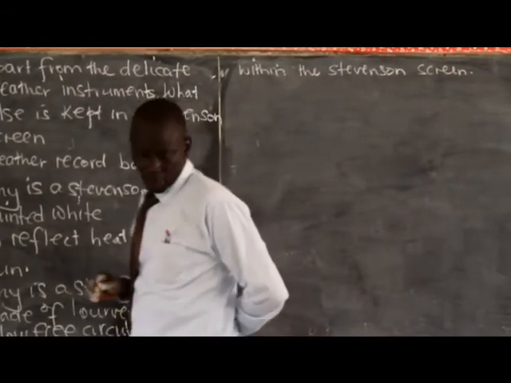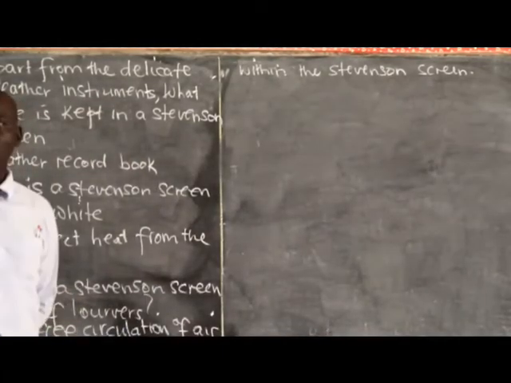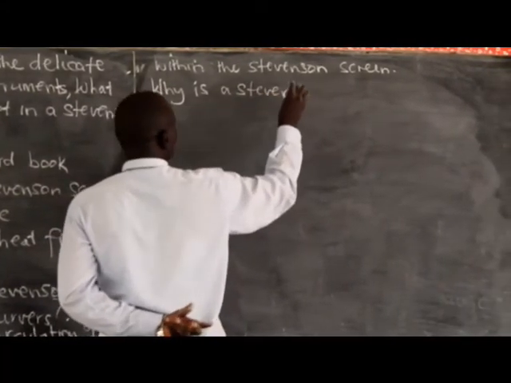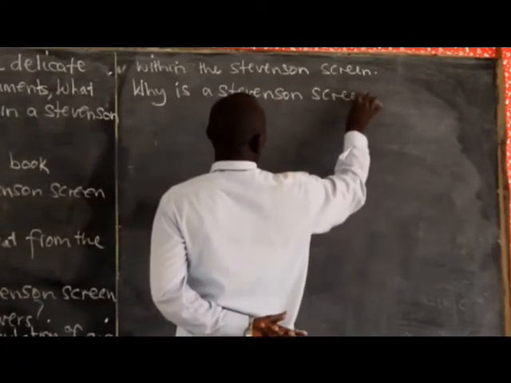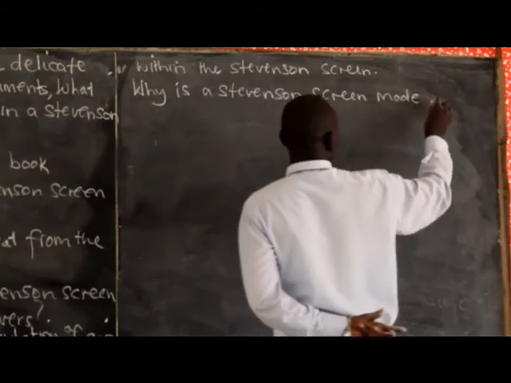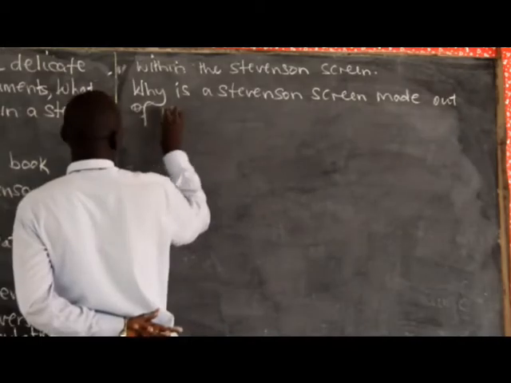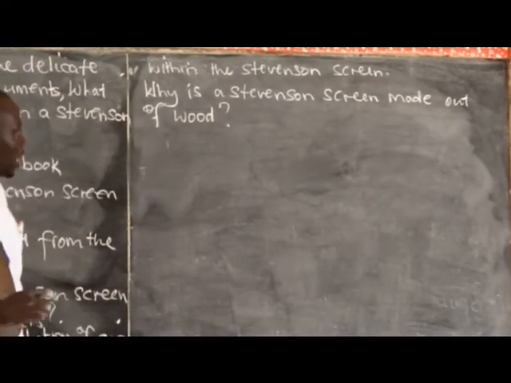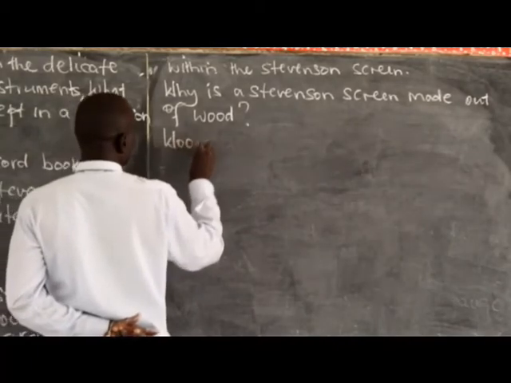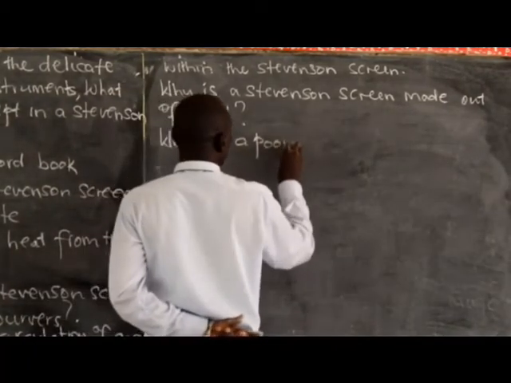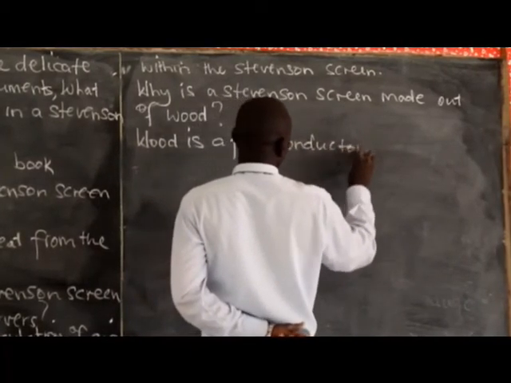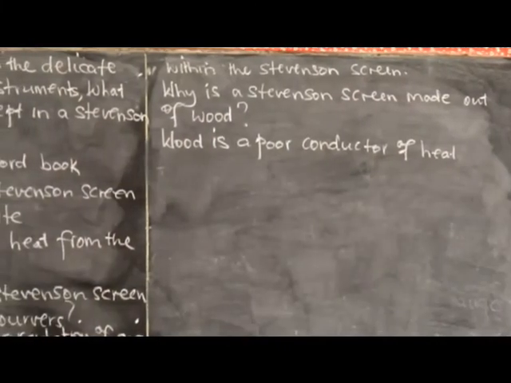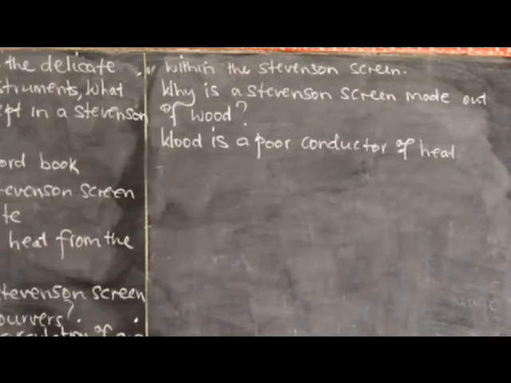Then lastly, why is a Stevenson screen made out of wood? Wood, as we know in science, is a poor conductor of heat. That means it will not allow heat into the Stevenson screen for these delicate weather instruments.